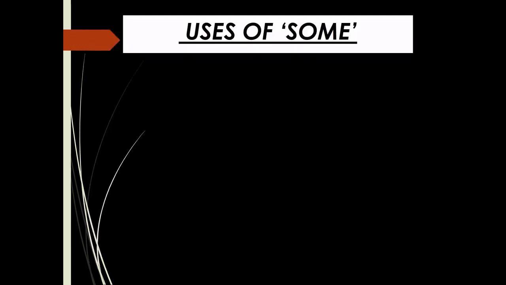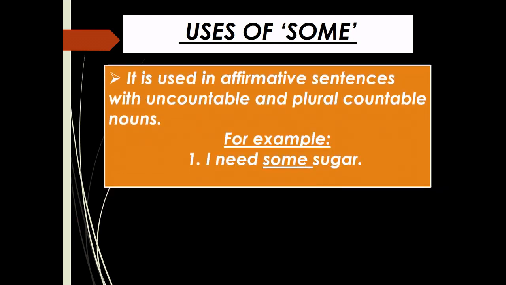Uses of some. Number 1. It is used in affirmative sentences. The meaning of affirmative is positive sentences, with uncountable and plural countable nouns. For example, I need some sugar. Here sugar is an uncountable noun and some is a quantifier determiner, and the sentence is an affirmative sentence. That is why some is used here.